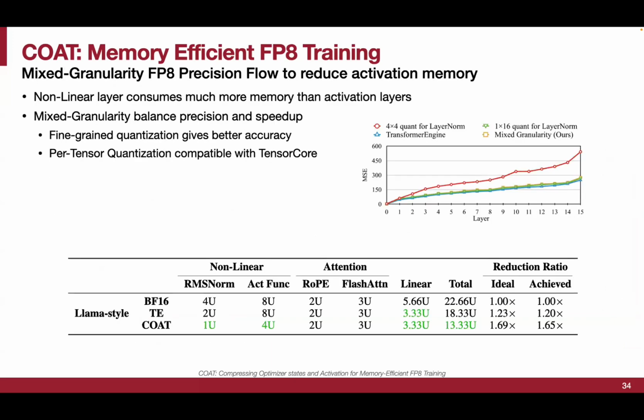Okay, and another idea is we find those nonlinear layers actually consume much more memory compared with these activation layers. So we want to mix granularity, use different granularity to balance between the precision and the speedup. So this is the actual memory we consume using COAT. We quantize not only the attention layer, but also those nonlinear layers. They actually occupy a pretty large portion of the total memory consumption.